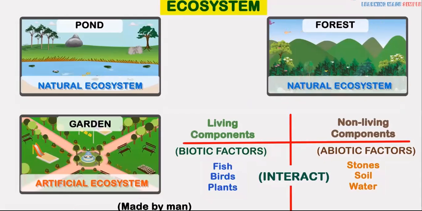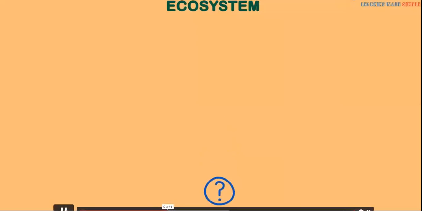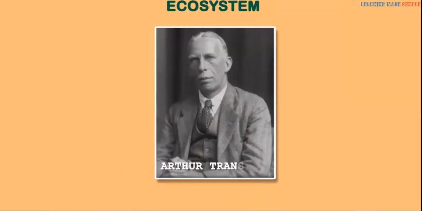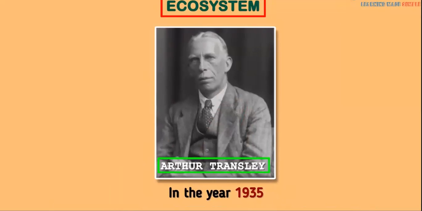Ecosystem is an interesting concept. But who coined this term? Who came up with this brilliant idea? An ecologist named Arthur Tansley coined this term in the year 1935. Next time you think about an ecosystem, do not forget his name.